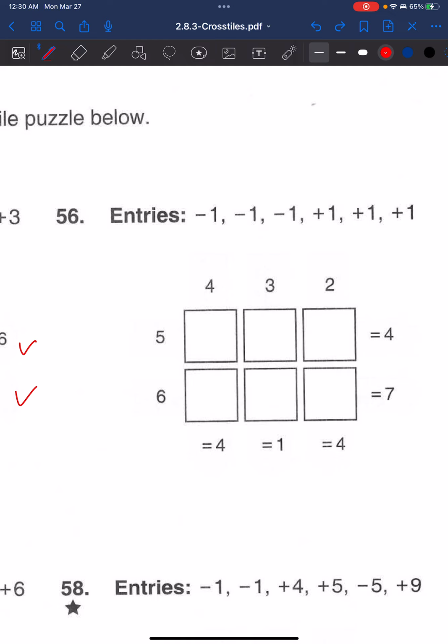Okay, so I'll be going over the solution to 56. And so we're going to look at the first column, 4 to 4. So that means we need to add nothing. So we need a plus 0. So that means that we need a negative 1 and 1 because those two cancel out.